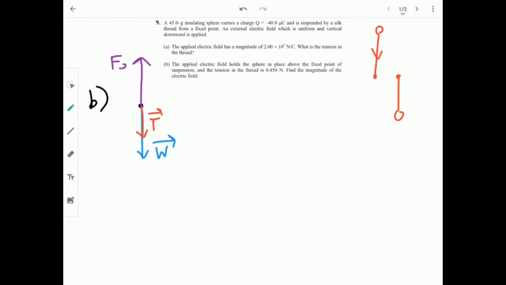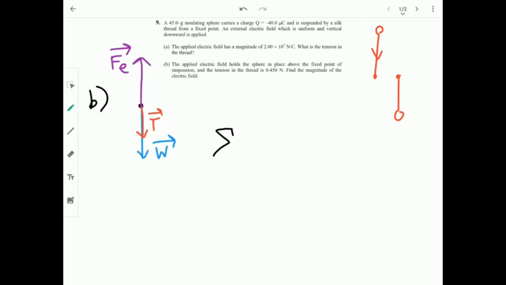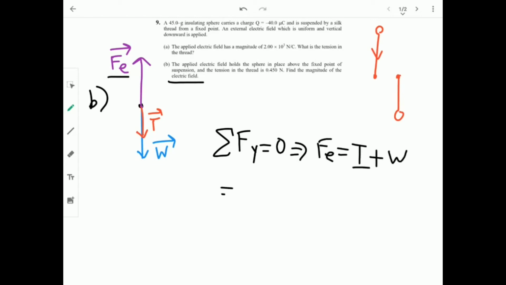Now let's use again sigma Fy equals 0. This time we are looking for the electric field. So that means we don't know the electric force. So Fe equals T plus W. We have the T, which is 0.45. We have the weight, 0.045 times 9.8. And we should get the electric force equal to 0.891 newtons.